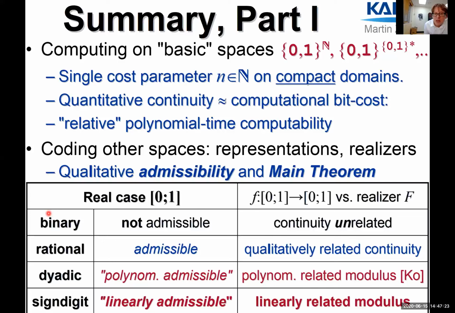The dyadic representation is admissible, but it has an even stronger property, which we will capture formally in the second part, but here we just informally call it polynomial admissibility, namely here polynomial modulus of continuity of a function is related to polynomial modulus of continuity of a realizer. And the new result for the signed digit representation, this is even linearly admissible in a sense to be made formal in the second part, in that the modulus of continuity of a function is linearly related to the modulus of continuity of a realizer. So that's our summary of the first part.